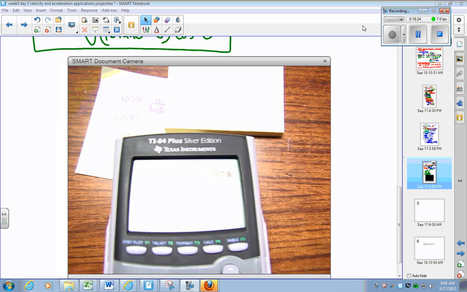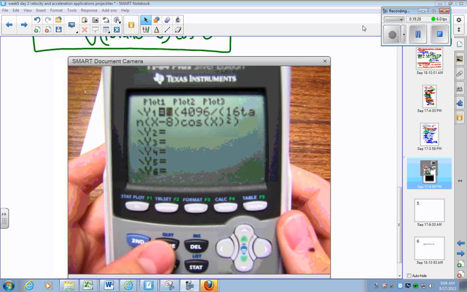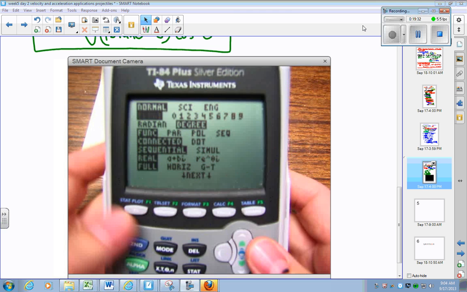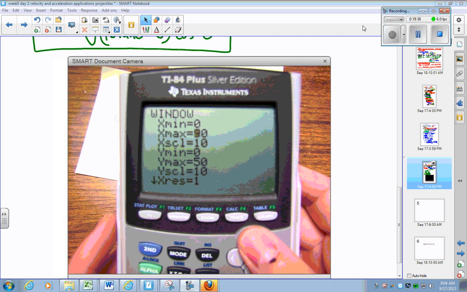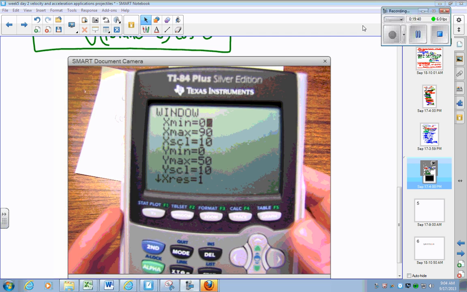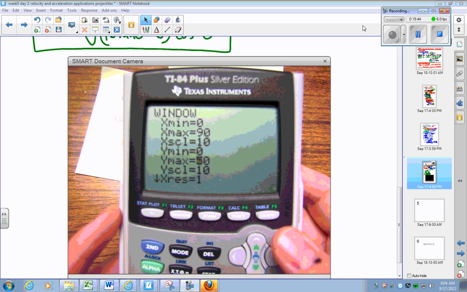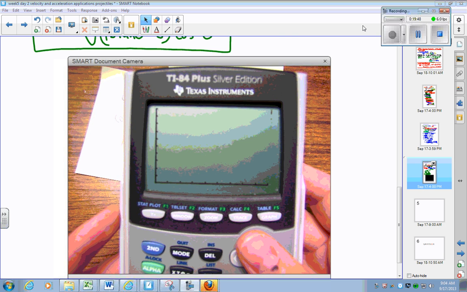Okay, so I graphed it here. I'm going to be in degree mode, so I put it in degree mode. And then when I look at my window, I know 0 to 90 because we talked about it. I could really do that, whatever it was, 22 degrees, but let's just get the whole picture of 0 to 90. I have no idea what the max velocity is, so I'm going to make that 100. Let's just see what happens when I graph it.